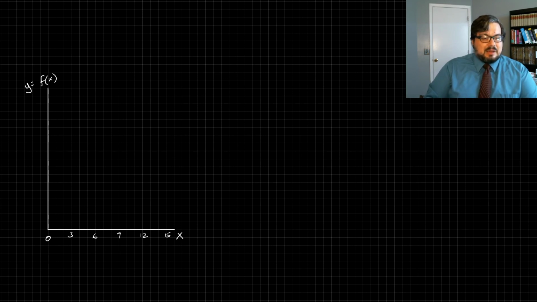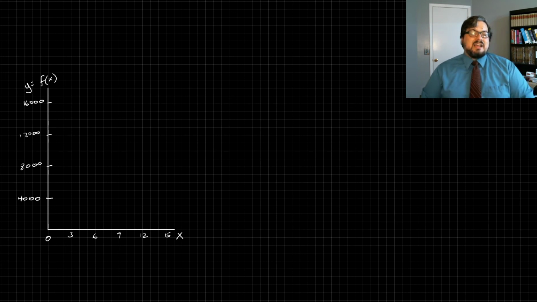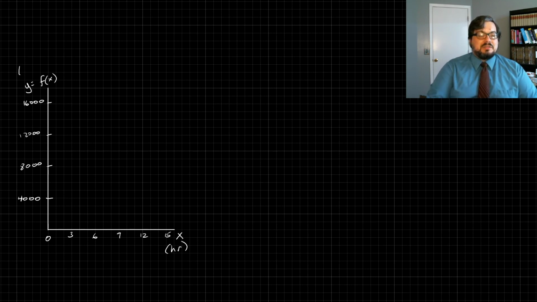So instead, I will scale up differently. Oh, I'm sorry, I want that to be 4,000, 8,000, 12,000, 16,000. So every tick mark horizontally corresponds to 1 hour, and every tick mark vertically corresponds to 1,000 miles.